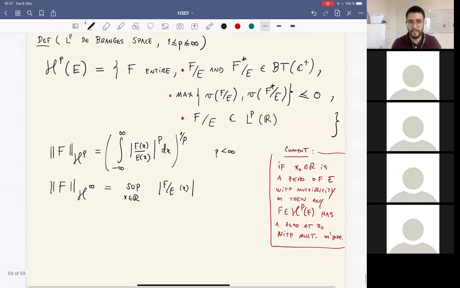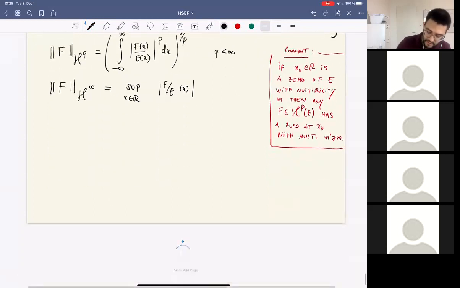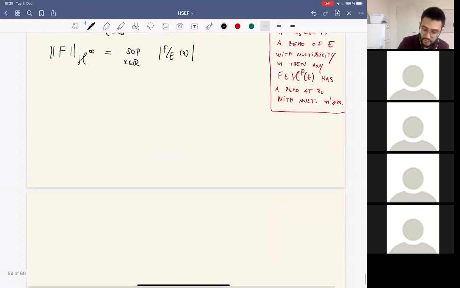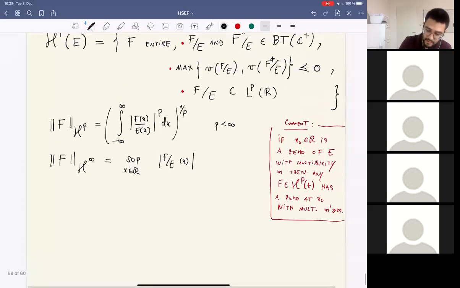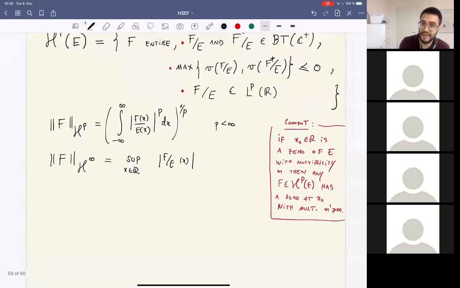So what I want to do now is to show that the Paley-Wiener space is recovered in this way. I want to give yet another definition for the Paley-Wiener space. We saw three, and I want to get yet another one.